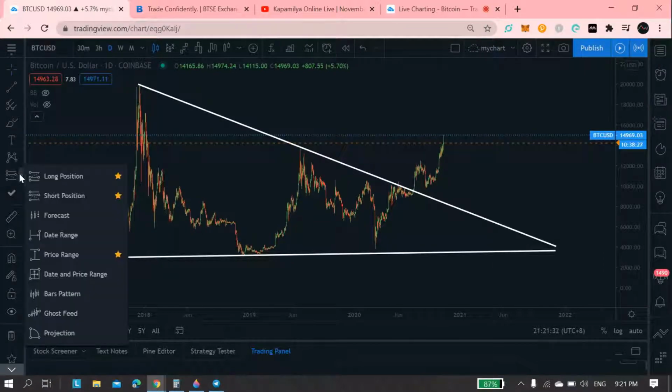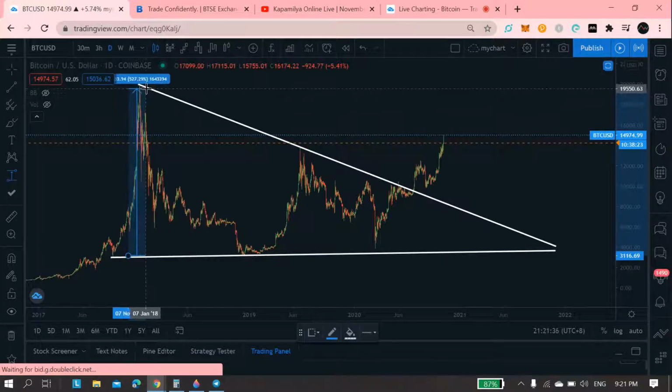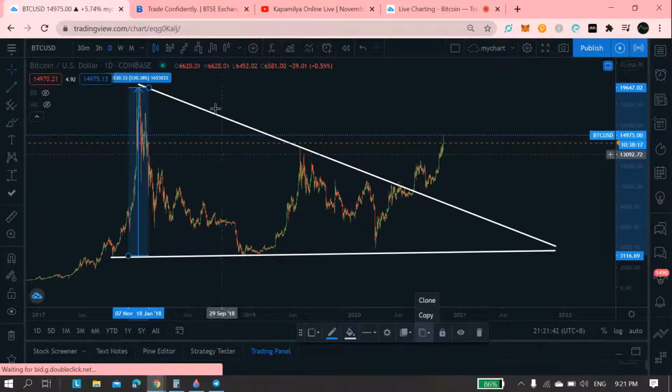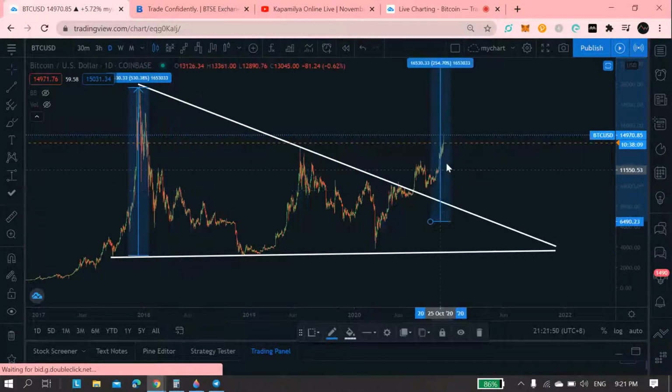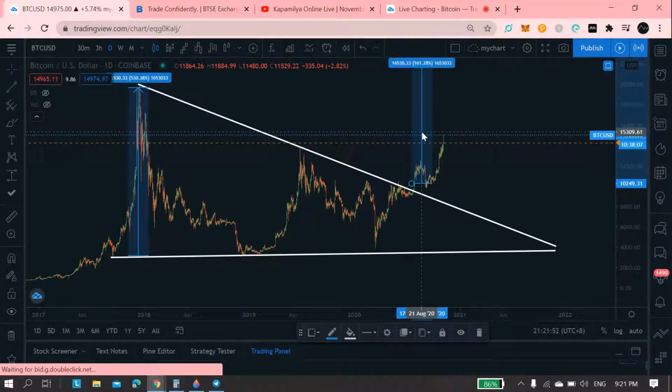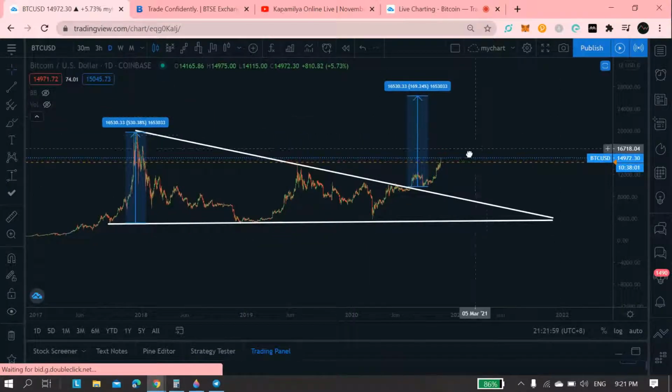So we'll just measure that. We'll just measure the height of this triangle, and then we will put that after it breaks this triangle. So we'll just copy that and Control B, and then we'll just put it after it breaks out of this triangle area. So this is my long-term target.